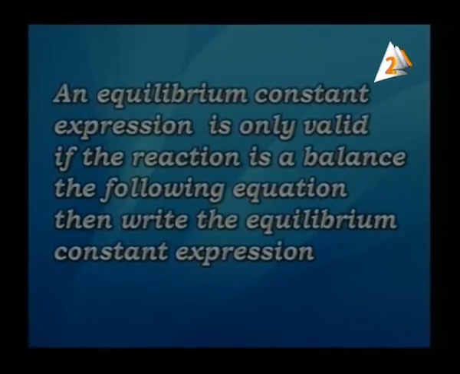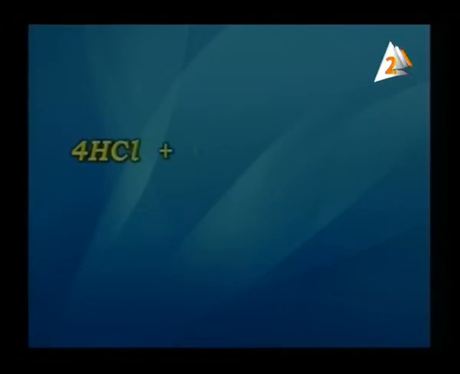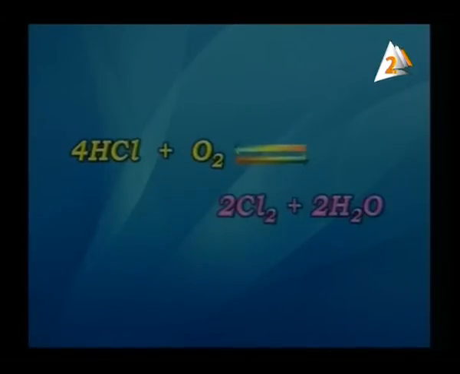Look, the following equation, then write the equilibrium constant expression. This question needs high concentration. Can you catch the answer? Yes, the answer here, it will be what? 4HCl plus O2, a reversible reaction. It makes 2Cl2 plus 2H2O. It's 2 moles of chlorine gas and 2 moles of water molecules.